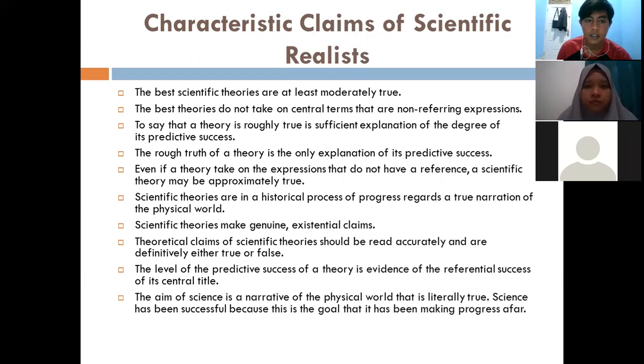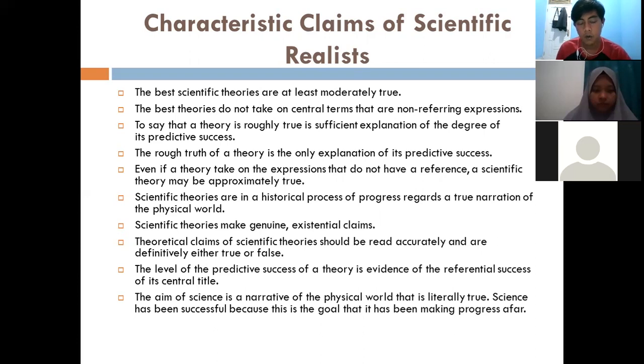The third, to say that a theory is roughly true is a sufficient explanation of the degree of its predictive success. Then number four, the truth of the theory is the only explanation of its predictive success. Then number five, even if a theory takes on expressions that don't have a reference, a scientific theory may be approximately true.